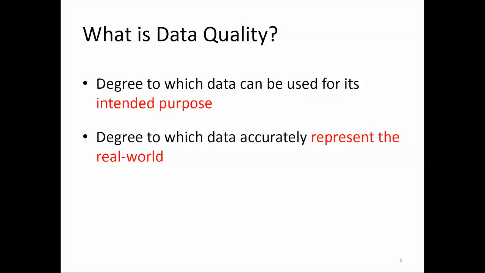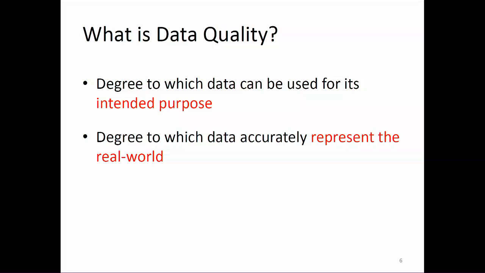So it boils down to two facts. The first is the degree to which data can be used for its intended purpose. And that's very important. The same data set can be of really good quality for one user, and the same data can be of bad quality for another user, depending upon what they want to do with it. Maybe it's fit for my use. The answers that I'm looking for, it's perfect for that. But for somebody else, that data is not good enough to answer those questions. So the quality of the data depends upon how good it is for its intended purpose.